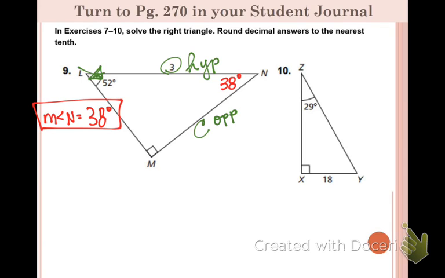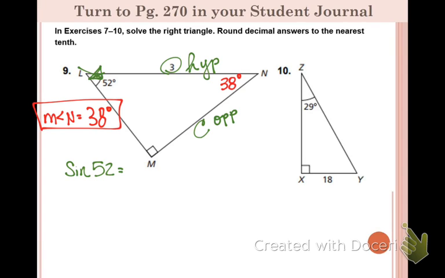All right, so we're going to set up a trig function. Which trig function deals with the hypotenuse and the opposite? Sine. So we're going to use sine. What angle are we coming from? 52. We're coming from this angle. If we don't come from 52 degrees, then C wouldn't be our opposite.